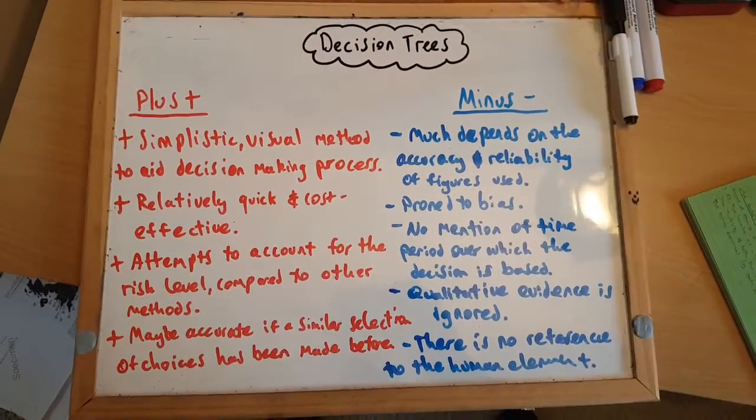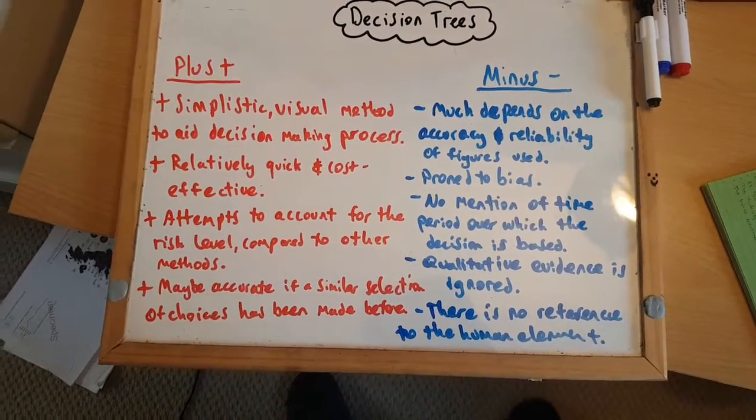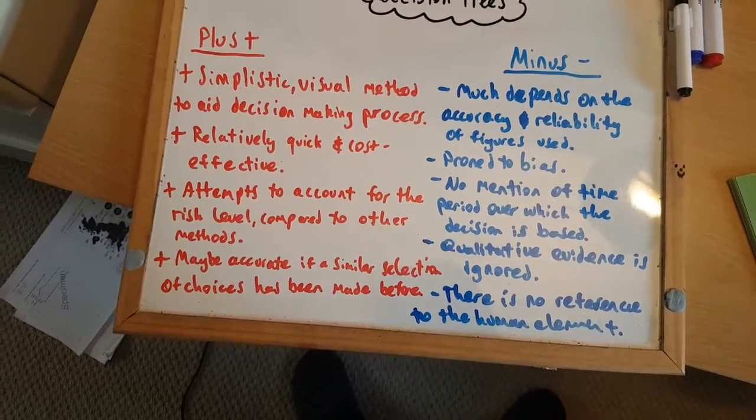Today we're going to be looking at decision trees. This is part of business objectives and strategy.